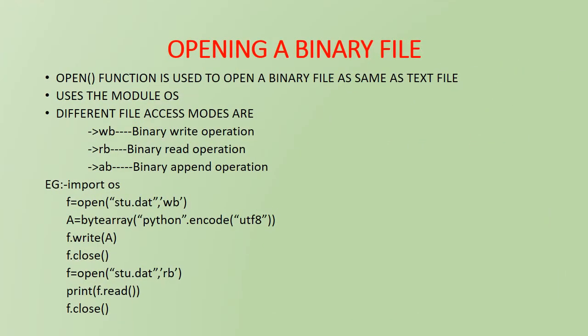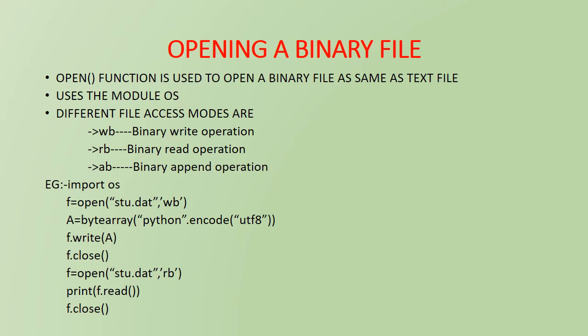Now we will discuss how to open a binary file. We use the function open to open the binary file, the same as we used in the case of text files. But here the difference is that we want to use a module called OS. In the case of binary data, we want to use the module OS. And here are some of the file access modes that we want to use for binary files. They are WB, the binary write operation, RB, the binary read operation, and AB, the binary append operation.